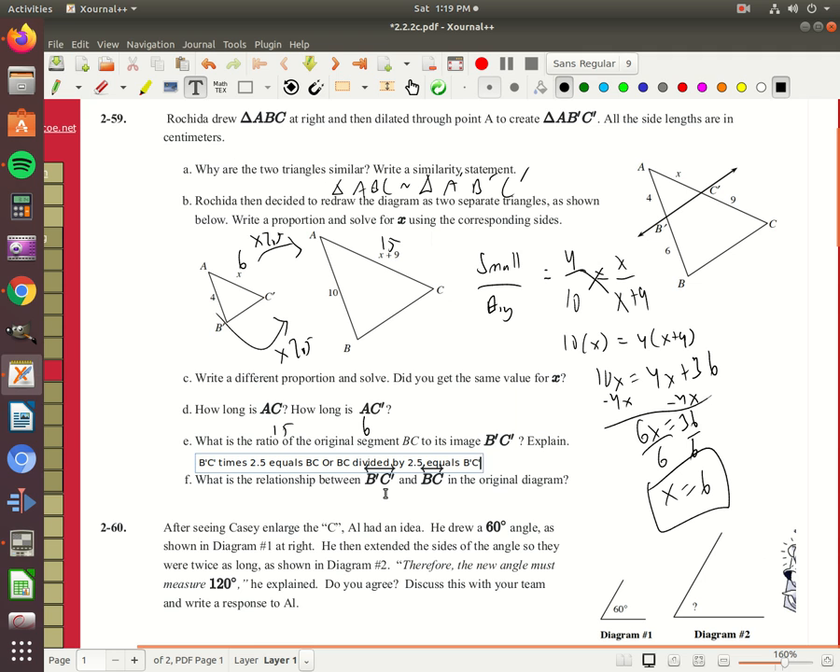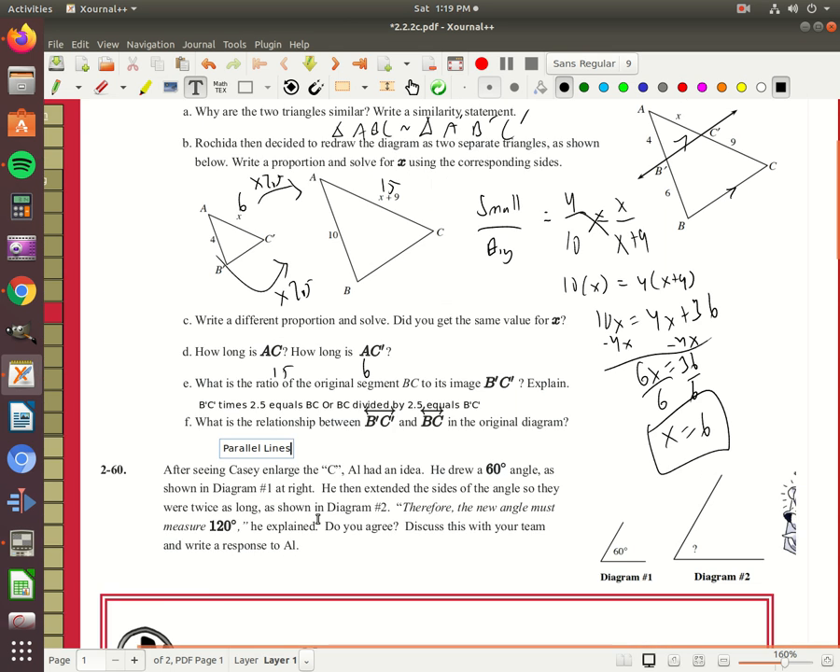What's the relationship between B prime C prime and BC in the original diagram? It sure looks like, and this is going to be important later, but not right now, these are parallel lines, right? So we have some parallel lines there. I think this might be the longest video ever.